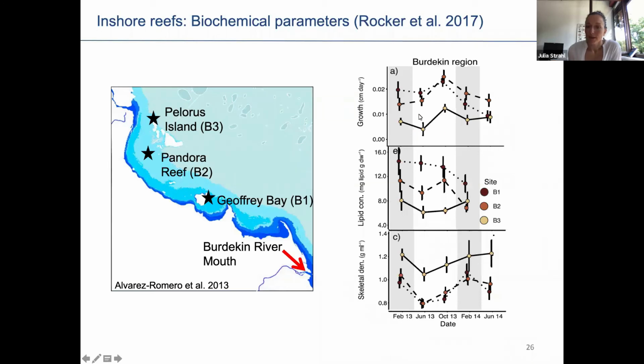And you can see that the performance of the corals at the more turbid reef site, when looking at growth or at the lipid content, is actually really good. So they are actually well acclimatized to these conditions. But here, when looking at the skeletal density, you can see that it's really reduced at the more turbid reef site compared to the low turbid reef site at Pelorus Island.